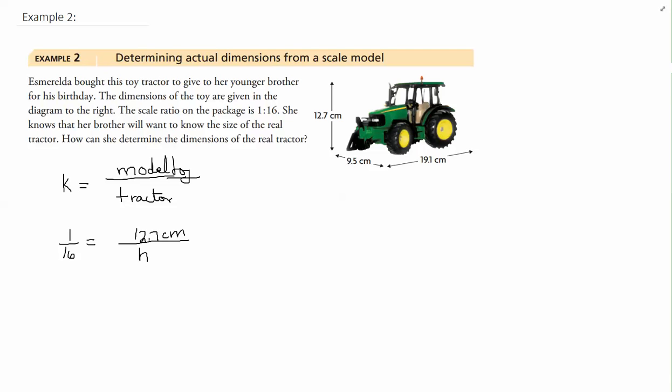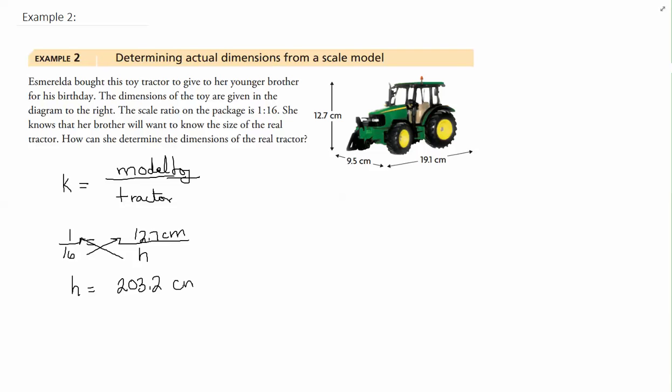So to solve this, we will do cross multiplication. So we have 1 times H, which gives us H, and we have 16 times 12.7, and I'm just going to do that on the calculator here. 16 times 12.7, and that gives me 203.2.